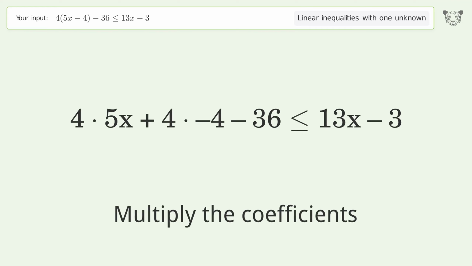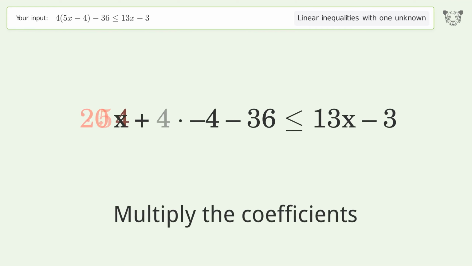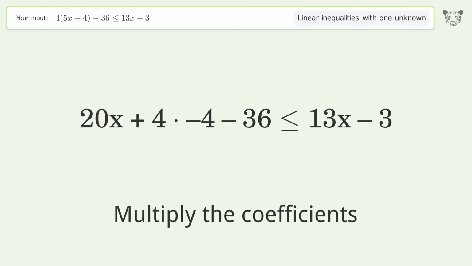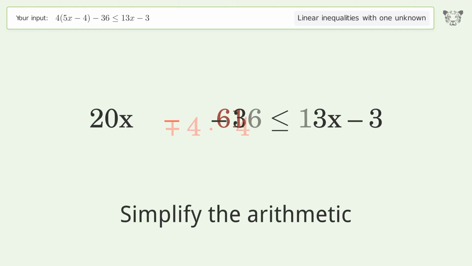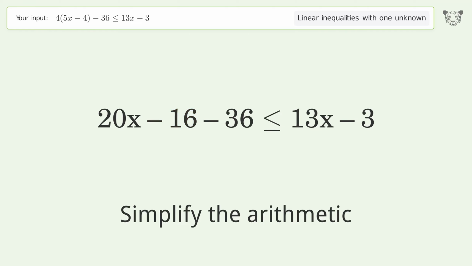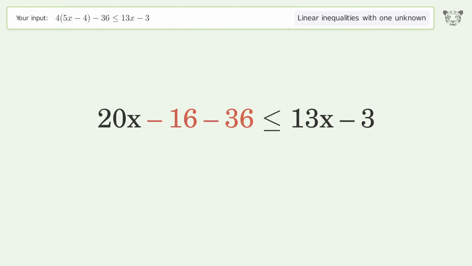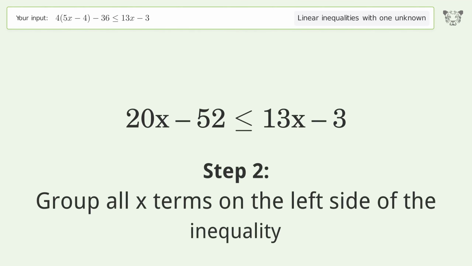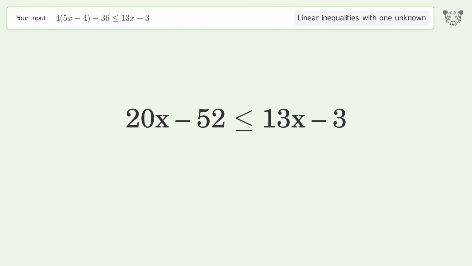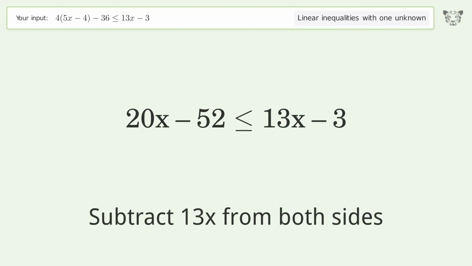Multiply the coefficients. Simplify the arithmetic. Group all x terms on the left side of the inequality. Subtract 13x from both sides.